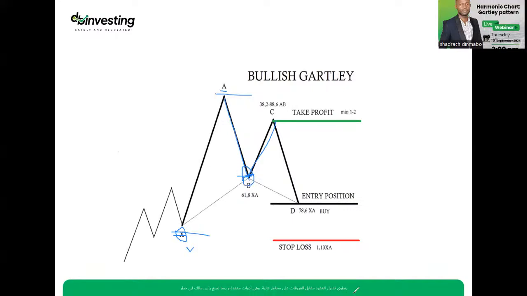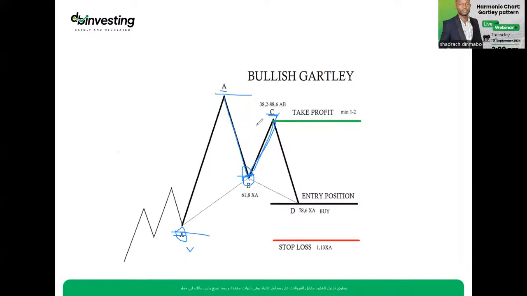Okay, so that point becomes our point B, because we are looking at the case of the bullish Gartley. Point B is 61.8 of XA, using our Fibonacci retracement tool to identify point B. Then, let's say the market begins to rise up. Now, how do we identify point C?